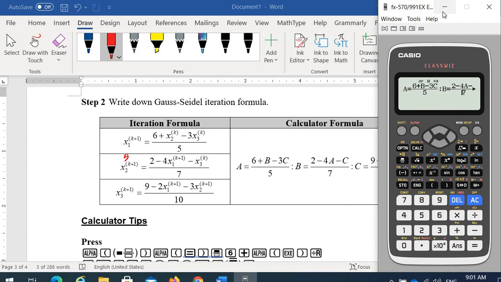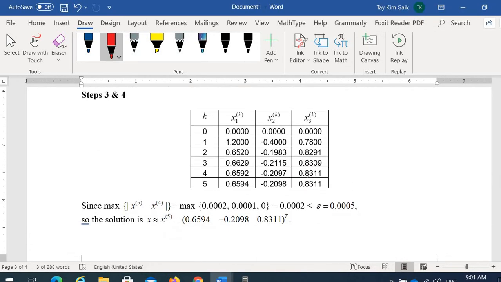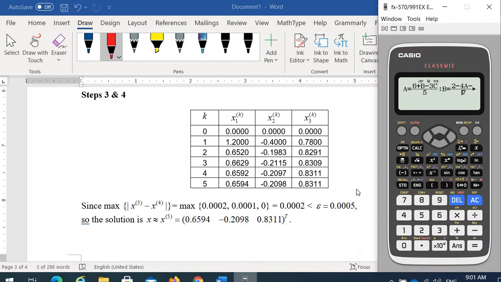Okay, after you put out the formula, you go to build your table. For Gauss-Seidel or Jacobi, we always start x1, x2, x3 with 0. So K0, everything is 0. Now we start the calculations. First of all, B0 equal C0. Then equal. So you get this is A, which is 1.2 here.